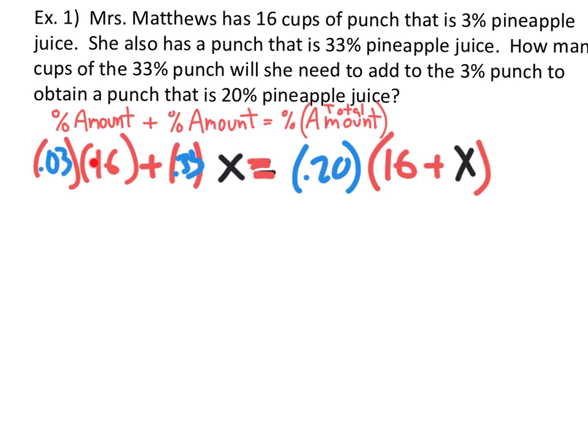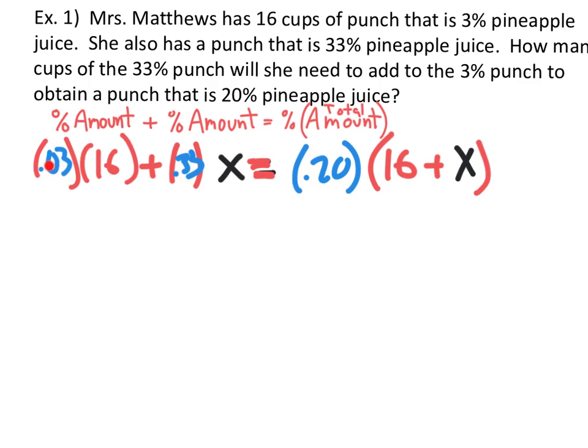Now it says we need to add the stronger 33% juice. Now the question is, how much do we need to add of the 33? How much do we need to add to the original to get a nice 20% tasting juice?